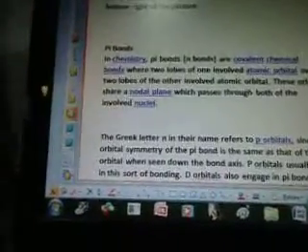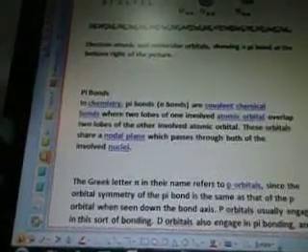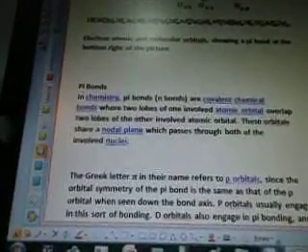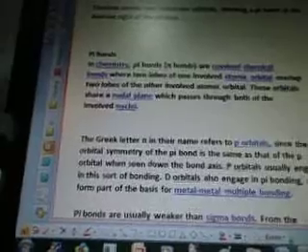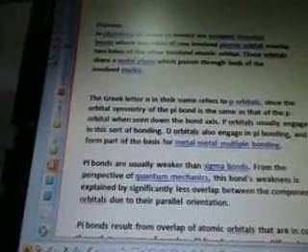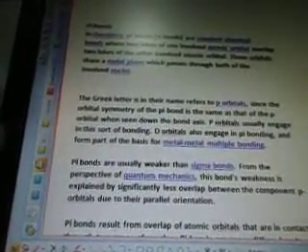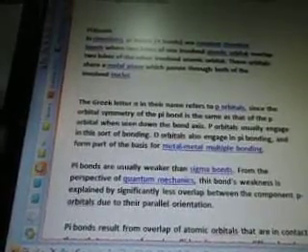Okay, so pi bonds. In chemistry, pi bonds are covalent chemical bonds where two lobes of one involved atomic orbital overlap two lobes of the other involved atomic orbital. These orbitals share a nodal plane which passes through both of the involved nuclei. The Greek letter pi in their name refers to p orbitals. Since the orbital symmetry of the pi bond is the same as that of the p orbital when seen down the bond axis, p orbitals usually engage in this sort of bonding. D orbitals also engage in pi bonding and form part of the basis for metal-to-metal multiple bonding.